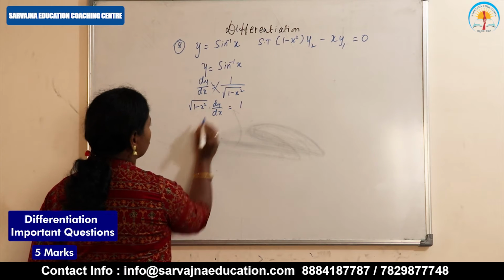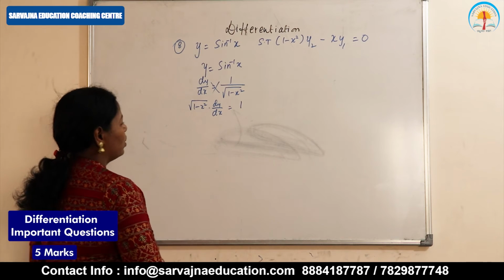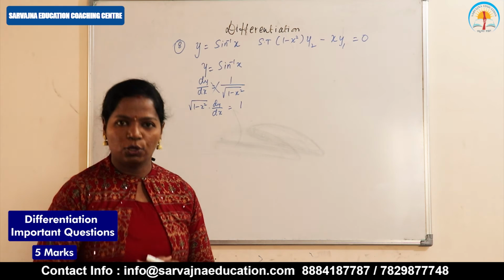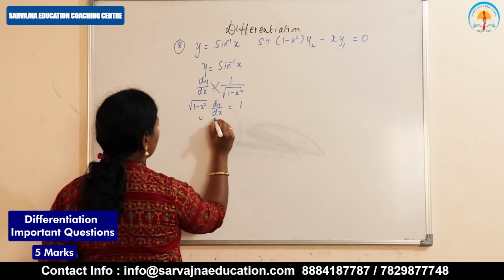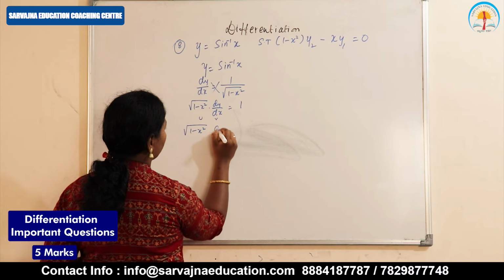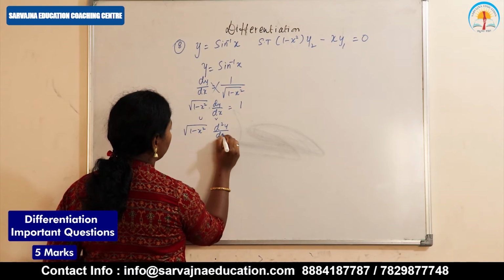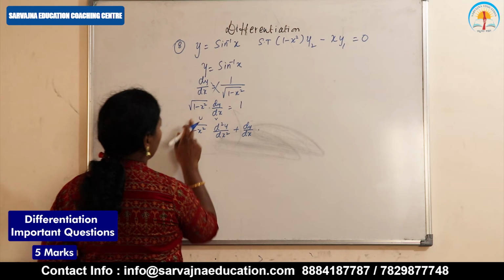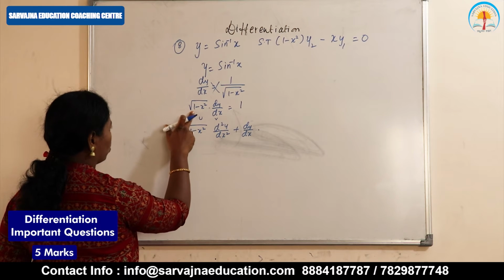So this is two functions. Once you do the cross multiplication, it will always be in uv form on the left hand side. You have to apply the uv rule. So this is u, this is v. Keep 1 minus x square as it is, and the differentiation of this is d square y by dx square, plus dy by dx into root 1 minus x square, which looks like root x.